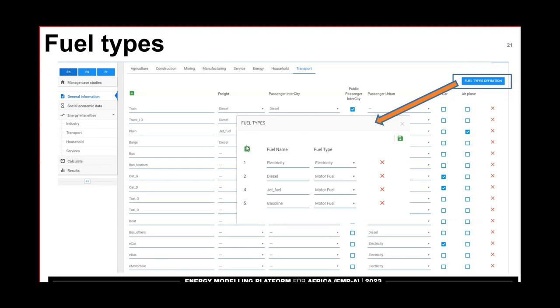And by clicking on the red plus here, you will add one fuel at a time and give the category. You have at least three categories: electricity, motor fuel, and you have also steam. So here you will define the fuels that are used by your transportation modes. Don't forget to save all the time. It has already been highlighted since the beginning of this training.